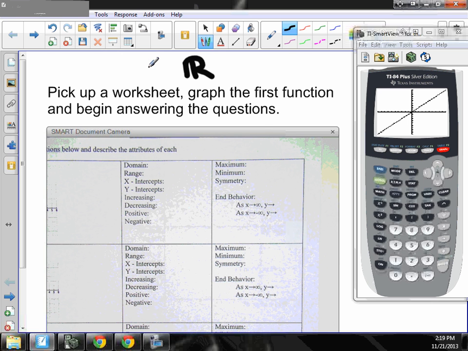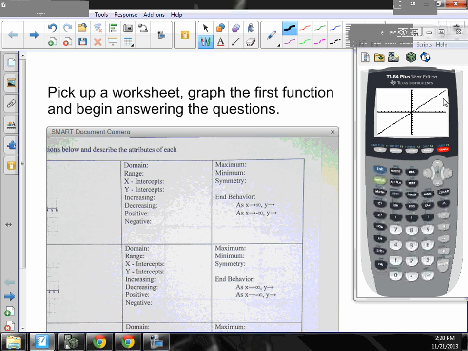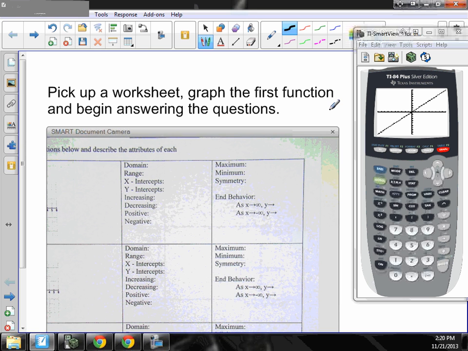Okay? So range. Are there any y values that miss the graph? They're all represented. Every y value is represented on the graph, so it's all real numbers. What are the x-intercepts? 0. What is the y-intercept? 0.